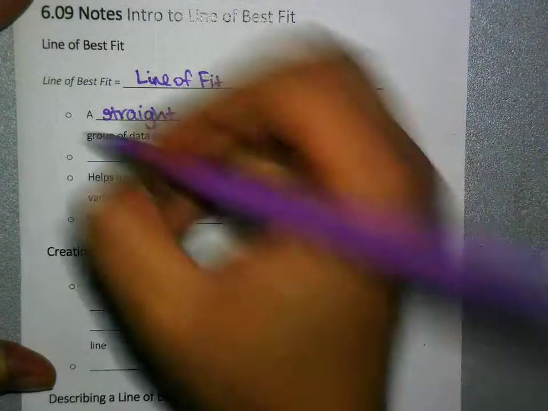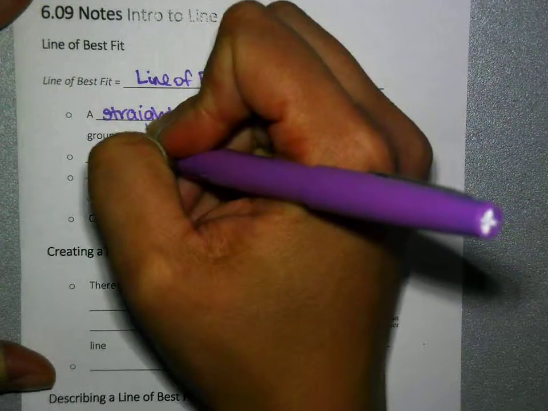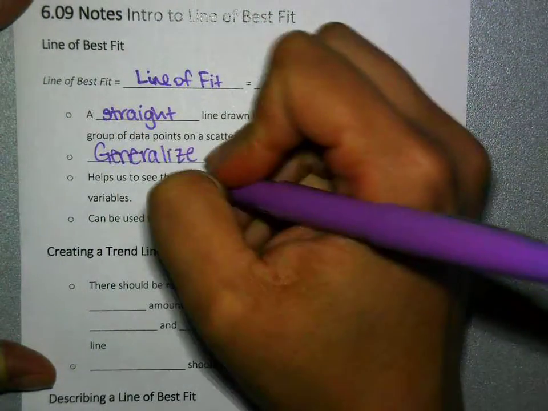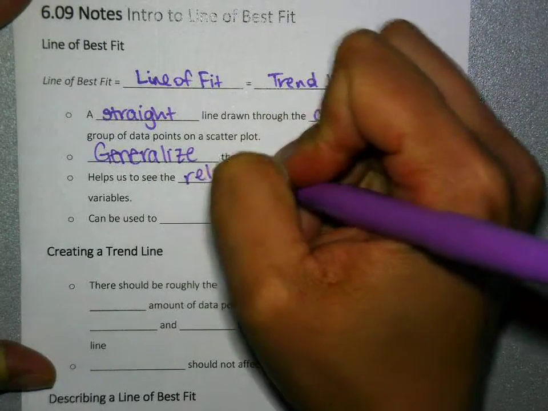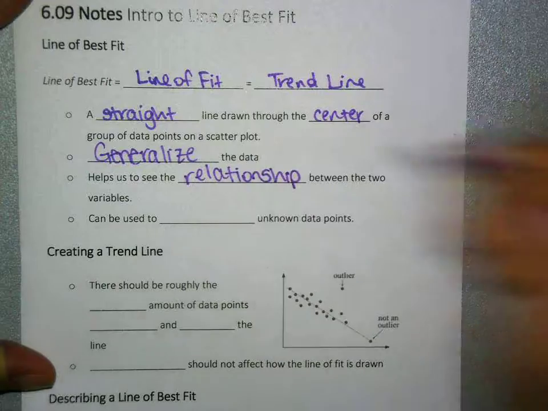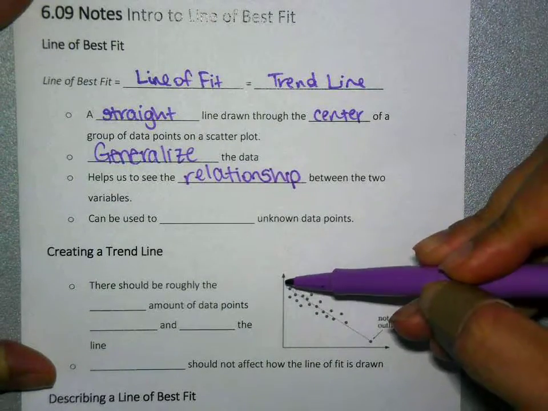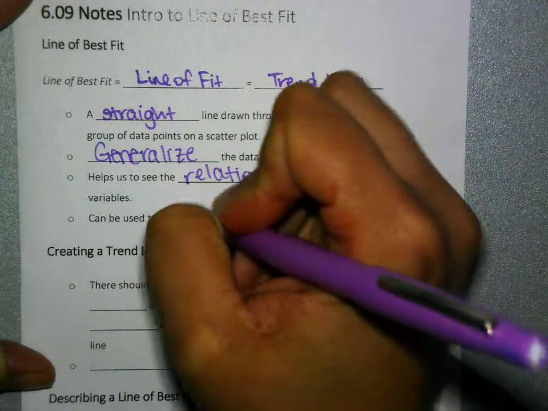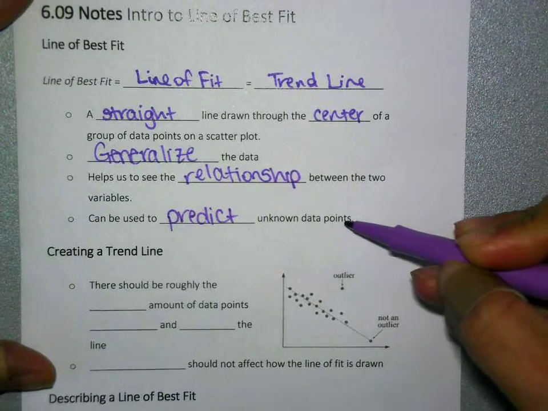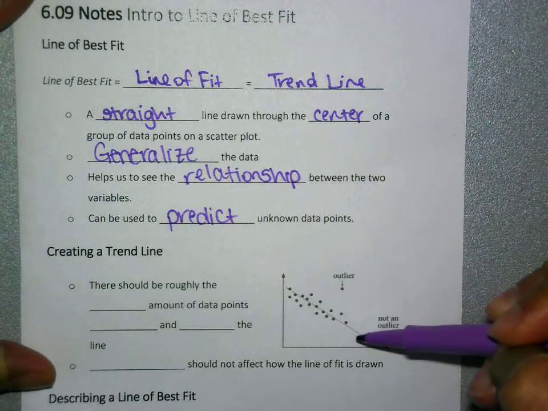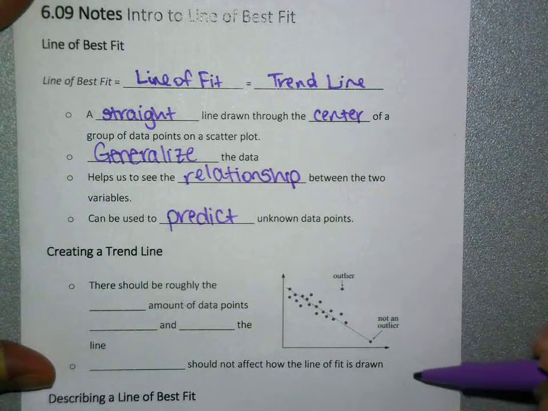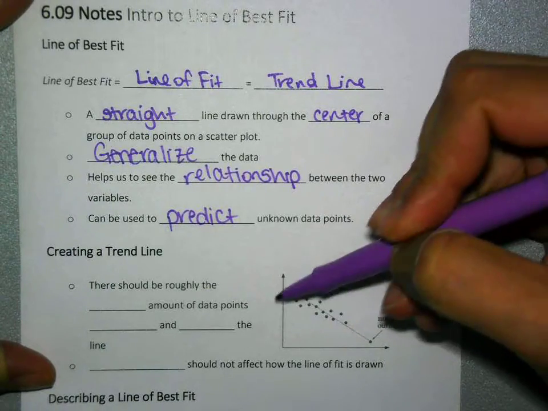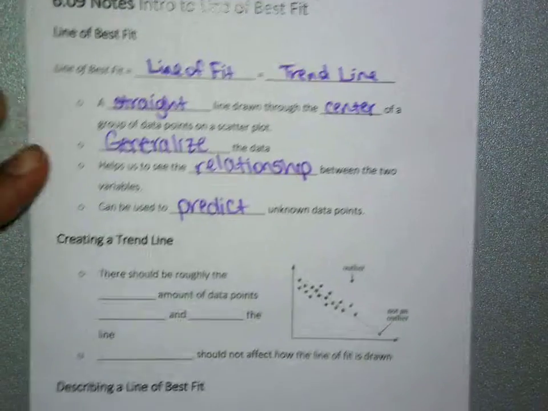These lines of best fit are really good at generalizing the data. And it helps us to see the relationship between the two variables. And we also really like lines of best fit because it allows us to predict unknown data points. So if I can draw a line of best fit, I can also predict what the data point would be if the line continued. Because once I have a line, I can now create an equation for it. And we'll talk about that a little bit more tomorrow.